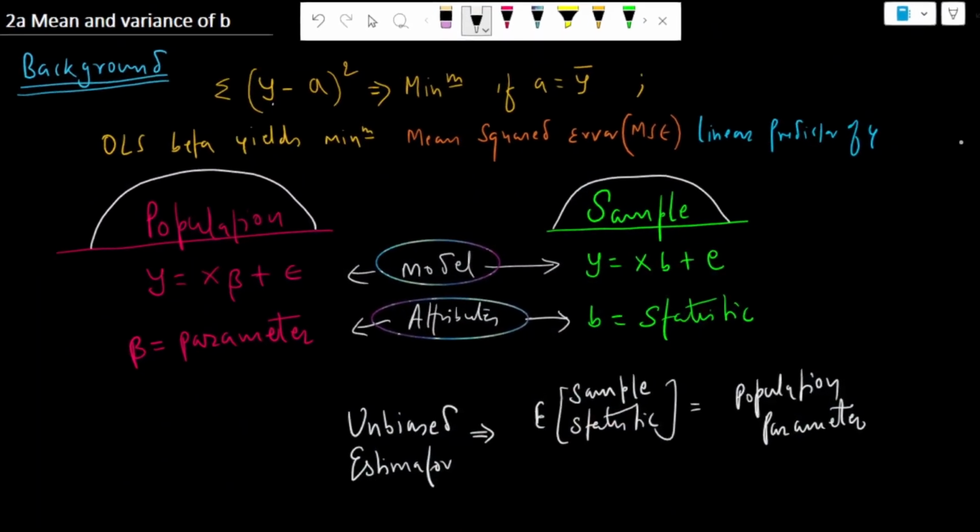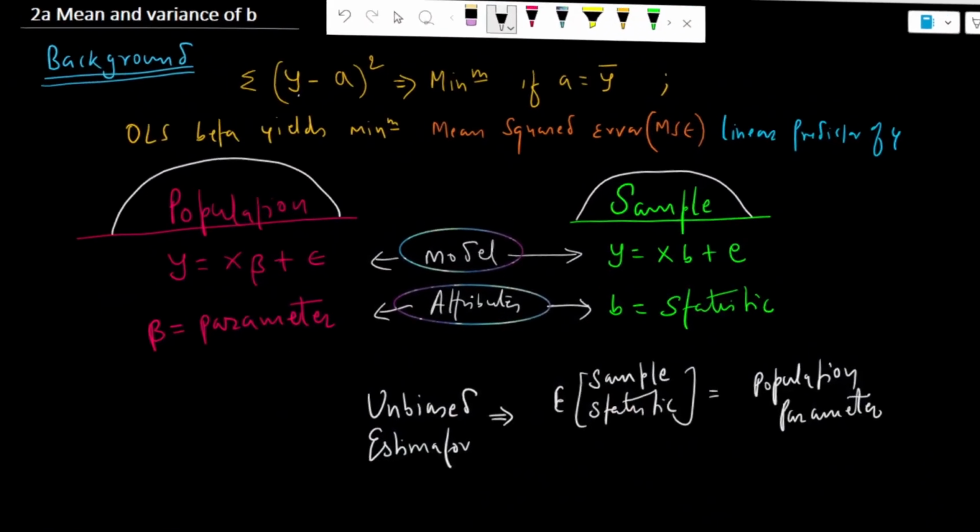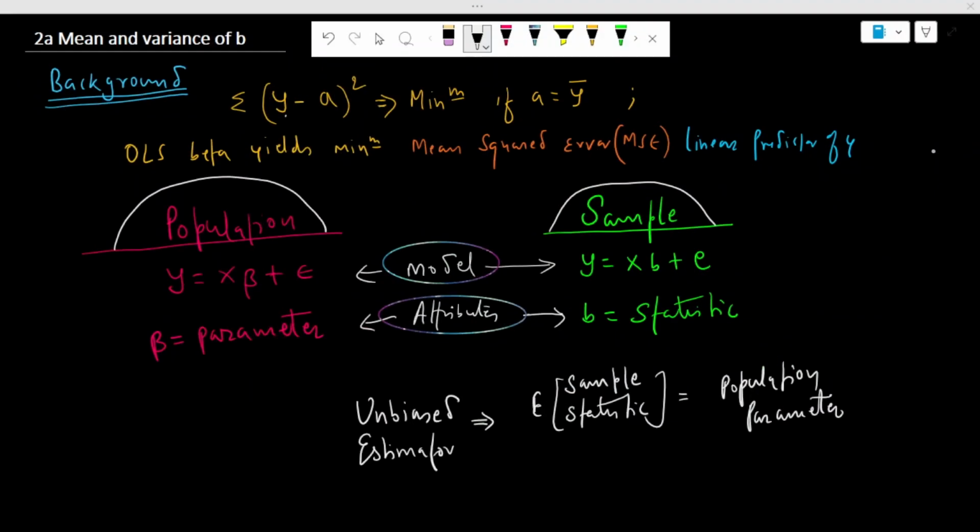In this video, we will discuss the mean and variance of the OLS beta estimate for any variable y. It is the mean that produces the minimum sum of the square of the error. Similarly, if we want to linearly predict the value of y making use of other independent variables x, then the slope of that linear predictor must be the OLS beta estimate, so that it yields the minimum mean square error.